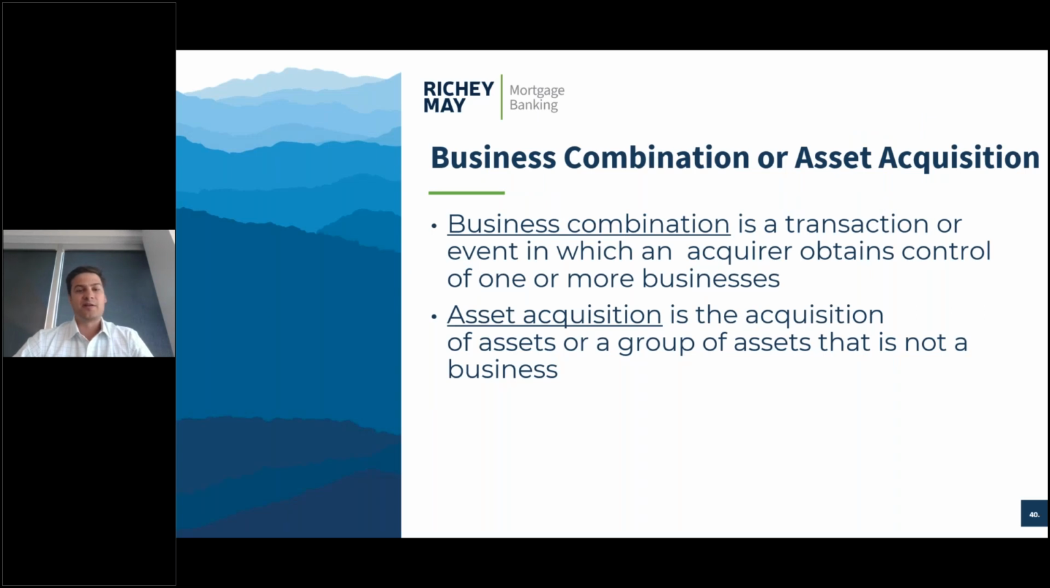So let's start out by understanding what each is and what the differences are. A business combination is a transaction or event in which an acquirer obtains control of one or more businesses. And an asset acquisition is the acquisition of assets or a group of assets that is not a business. So the main difference between the two is whether or not what you're acquiring can be classified as a business. After hearing that, I'm sure you're asking, what does the guidance define as a business?